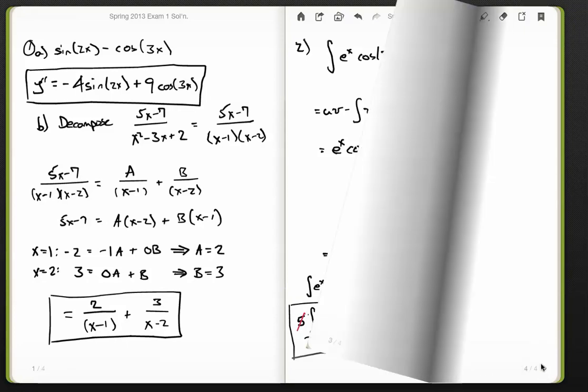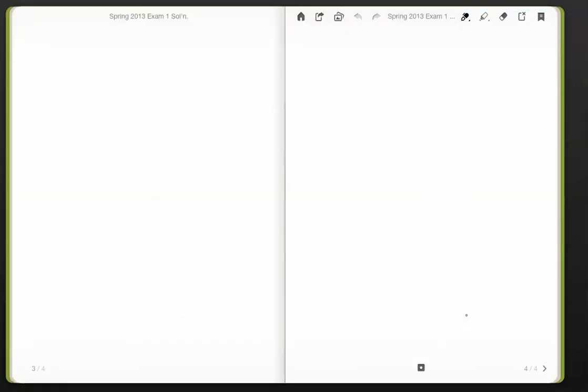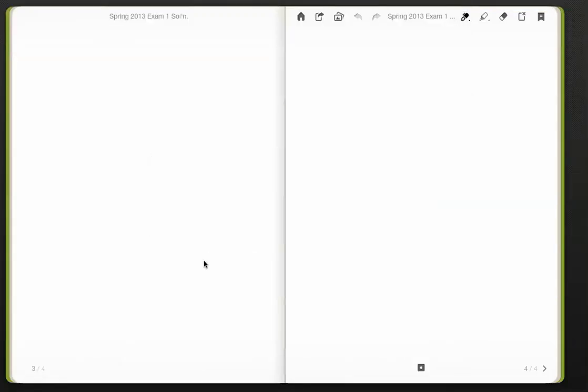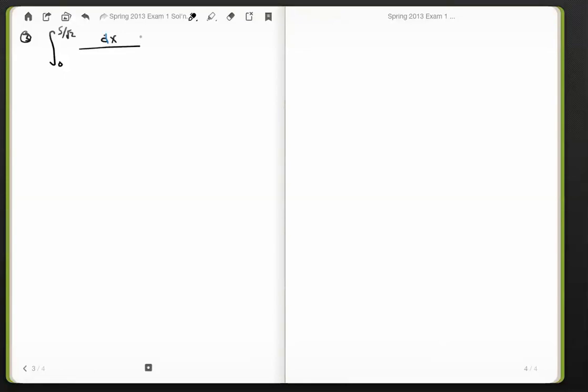Let's take a look at number 3. What was number 3? Number 3, integral from 0 to 5 over root 2. Wow, that's a strange limit of integration. 0 to 5 over root 2. So this is number 3. Integral from 0 to 5 over root 2 of dx. What is going on here? Dx over, and to make sure I get this right, the square root of 25 minus x squared.